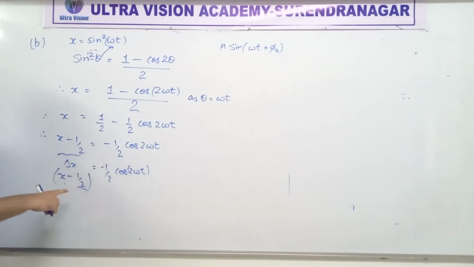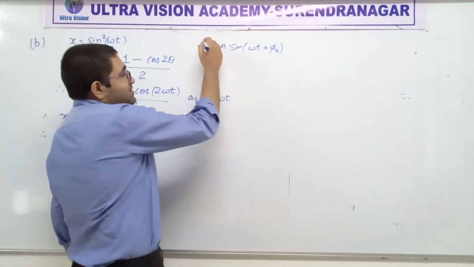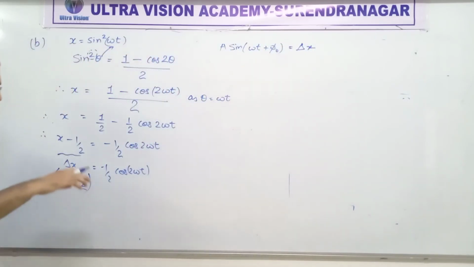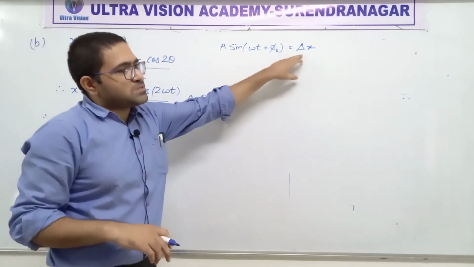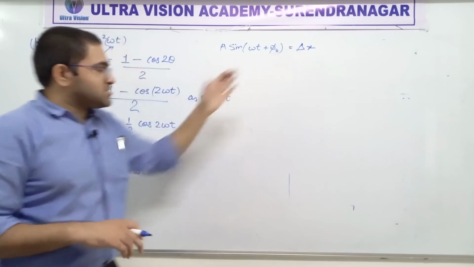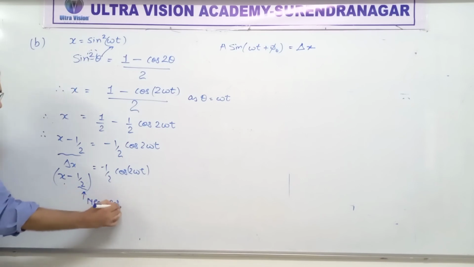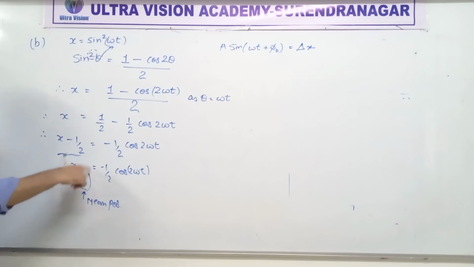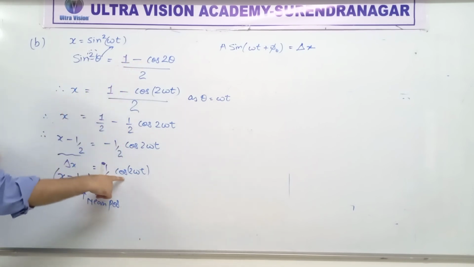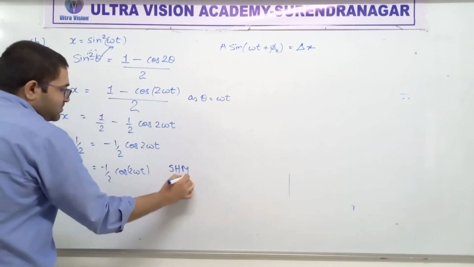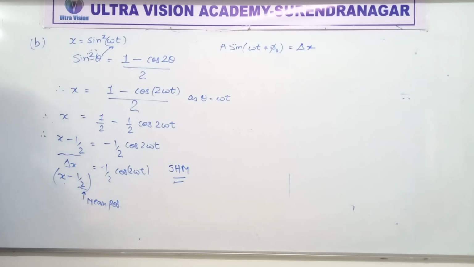Okay, right? So this pattern would indicate that this is SHM, because hopefully you remember that we can have delta x when we don't have mean position 0. If we don't have mean position 0, we write delta x. So same thing here, this is delta x, so mean position is 1 by 2, and this is cos. Just like sine, we can have cos. So this is simple harmonic motion. Is this clear?